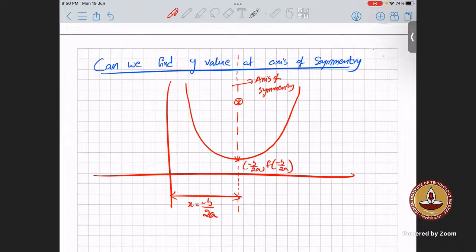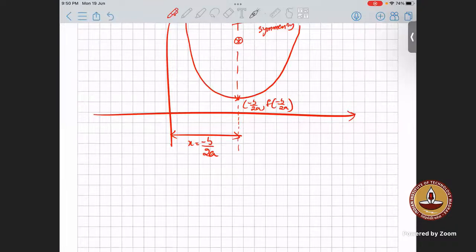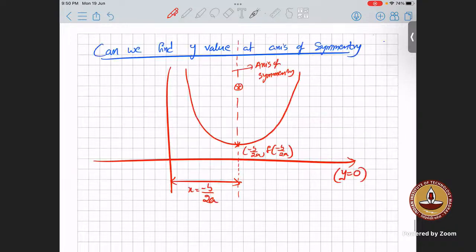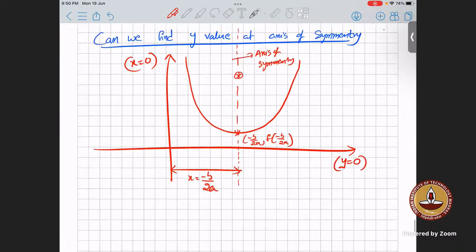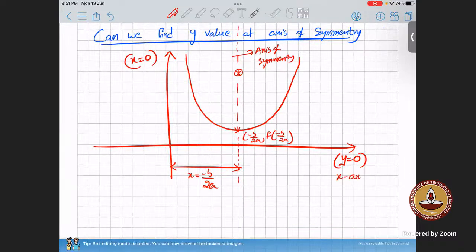So y can take any value. It is just an equation. What is the equation of x-axis? y equals 0. And what is the equation of y-axis? x equals 0. Similarly, the equation of axis of symmetry is x equal to minus b by 2a. y can be any value. Did I clear your doubt? Yes, sir. Clear.